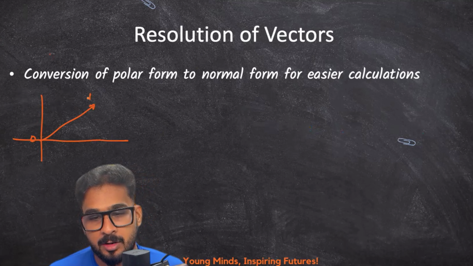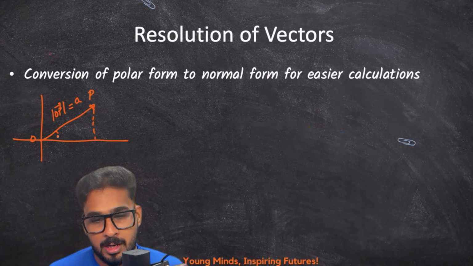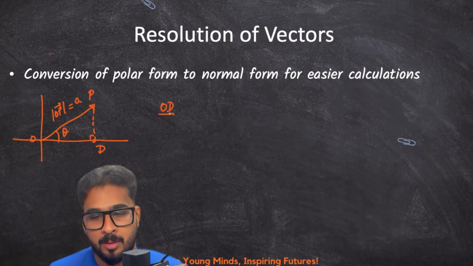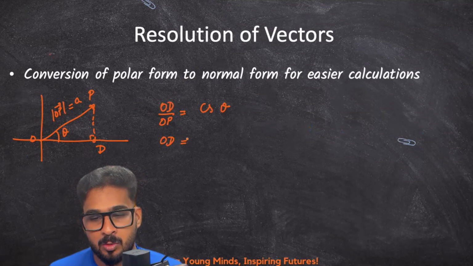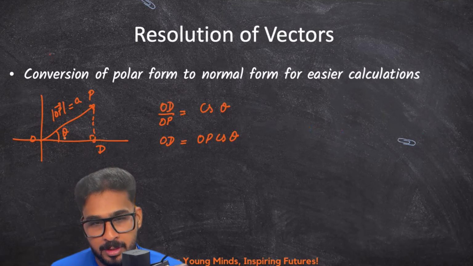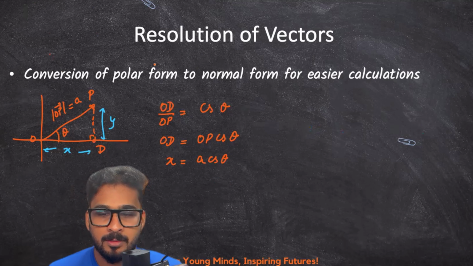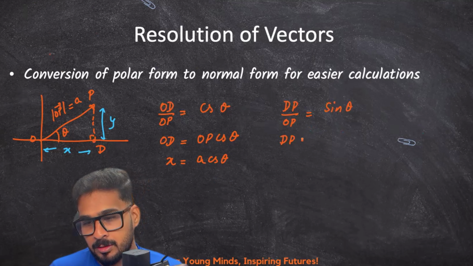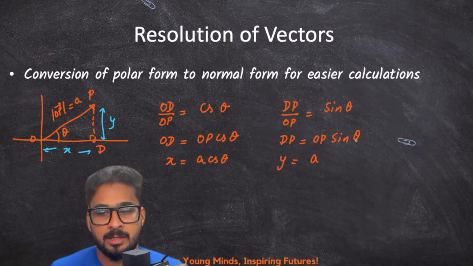Consider the OP vector, whose magnitude is modulus of OP equal to A, and it is making an angle of theta with the x-axis. From trigonometry, I can write OD upon OP is equal to adjacent side by hypotenuse, which becomes cos theta, where OD is equal to OP cos theta. So this OD can be represented in terms of x, and dP can be represented in terms of y. So I can clearly write x is equal to A cos theta. Similarly, I can write dP upon OP is equal to sin theta, dP is equal to OP sin theta, and dP is equal to y, which is equal to A sin theta.